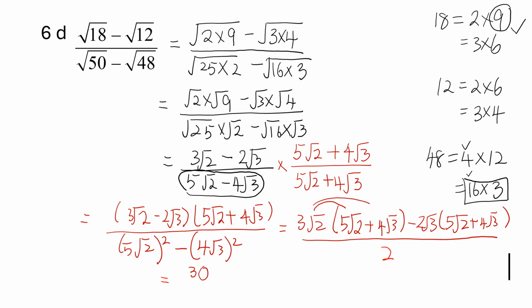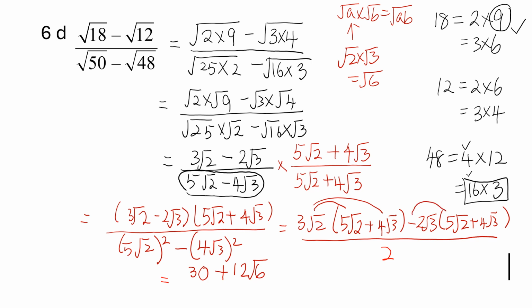And then this guy and this guy will give you, work out the number first, the integer first, positive. So 3 times 4 is 12. Then square root 2 times square root 3, this one you have to apply this rule, where both a and b are more than 0, so that gives you square root 6. And then the next one is negative 2 times 5, so that gives you negative 10. And then square root 3 times square root 2 gives you square root 6.